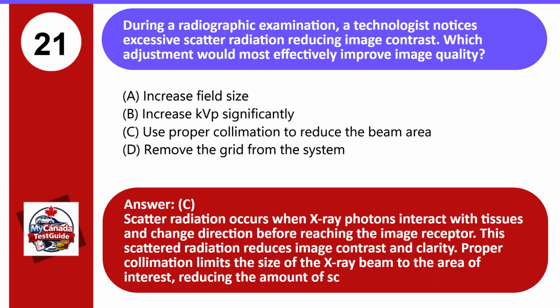Answer, C. Scatter radiation occurs when X-ray photons interact with tissues and change direction before reaching the image receptor. This scattered radiation reduces image contrast and clarity. Proper collimation limits the size of the X-ray beam to the area of interest, reducing the amount of scatter produced. By minimizing unnecessary radiation exposure to surrounding tissues, collimation improves image contrast and supports radiation protection principles.